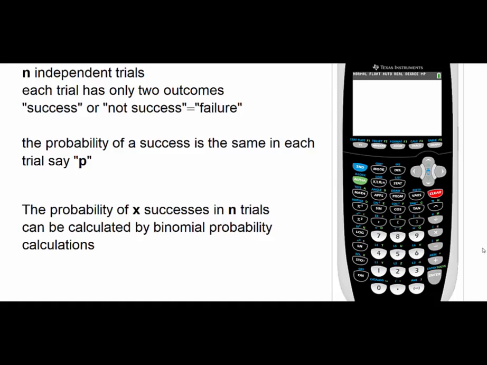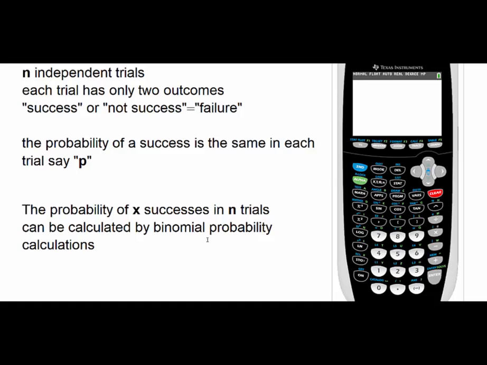So we are looking at an example of a binomial probability calculation in which, say, we have n independent trials and each trial has only one of the two outcomes, success or failure, and the probability of a success in each trial is p, and we shall see how to work on such cases by using the binomial probability calculations.